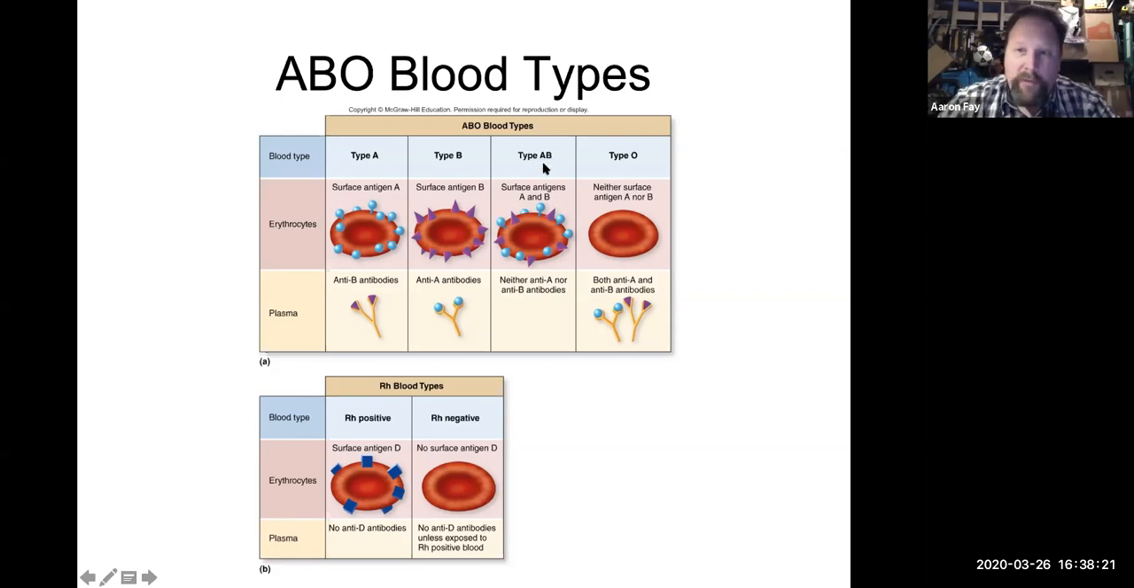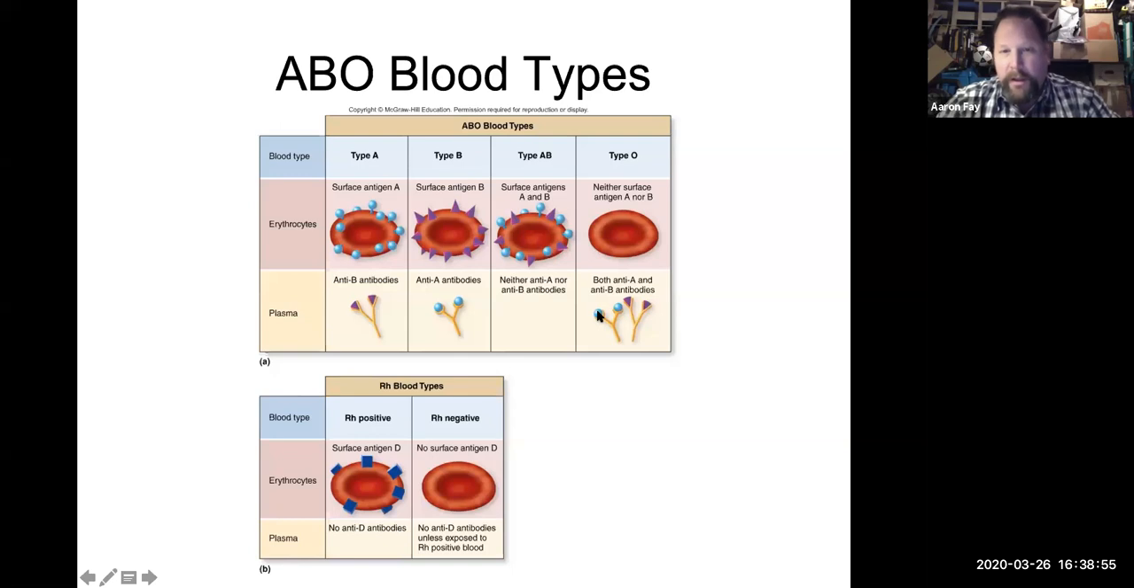Now, if you're both blood type A and B, you're blood type AB, you're going to have both the A sugar and the B sugar on your red blood cells, which means you have neither antibody. Because if you had either anti-A antibody or anti-B antibody, it would attack your blood and then it'd be all over. So as I mentioned, blood type O means you don't have an antigen. You don't have the A sugar, you don't have the B sugar. In that case, you're going to have both antibodies.